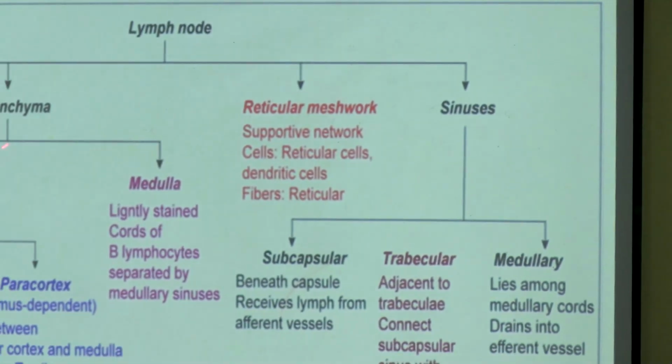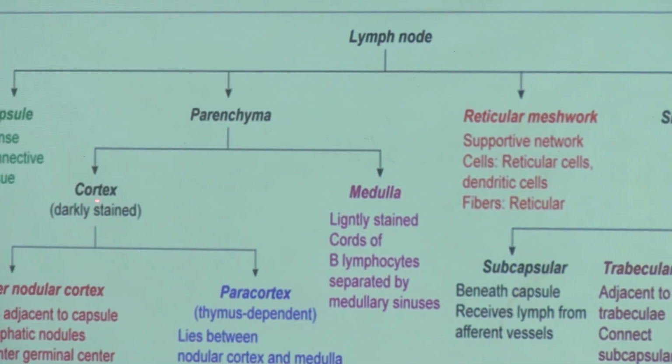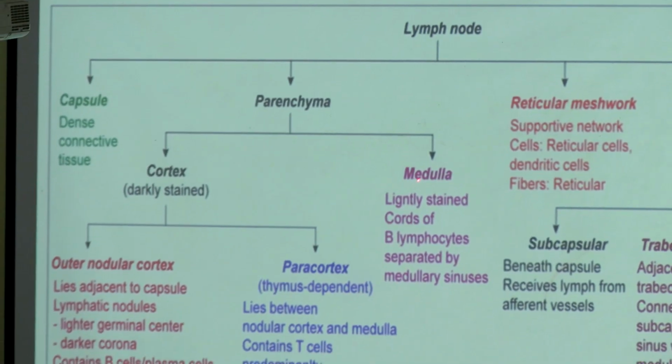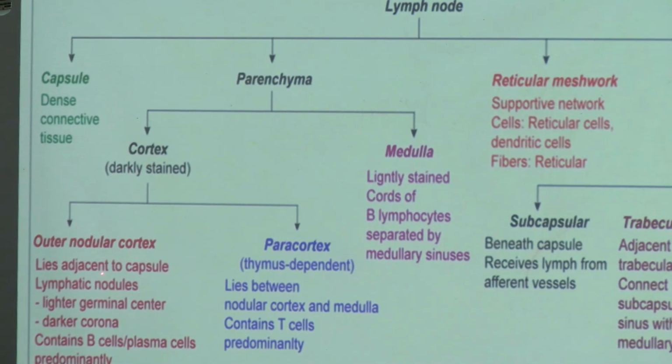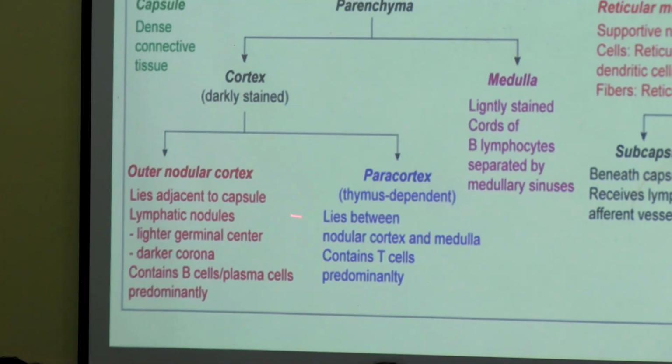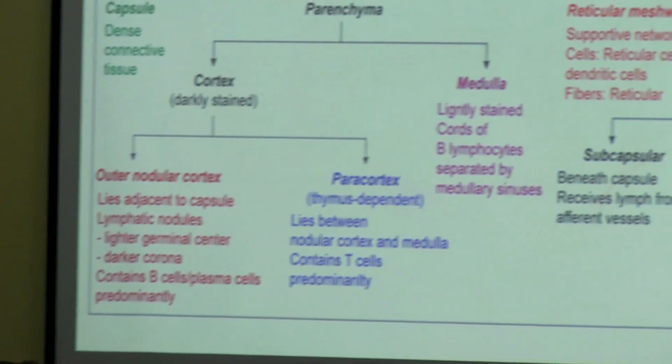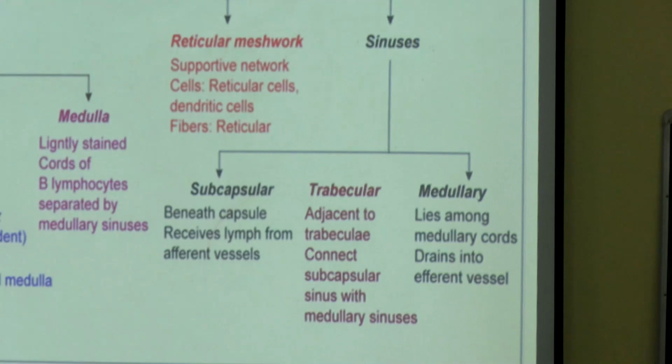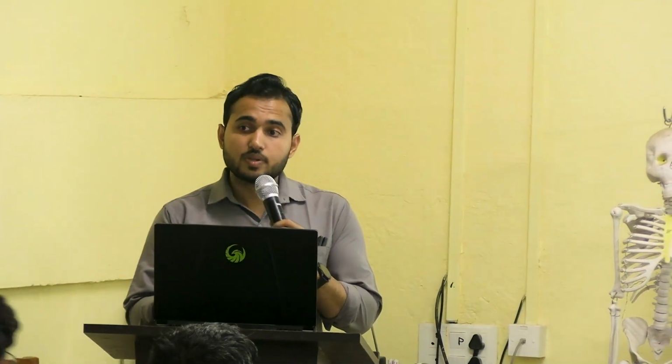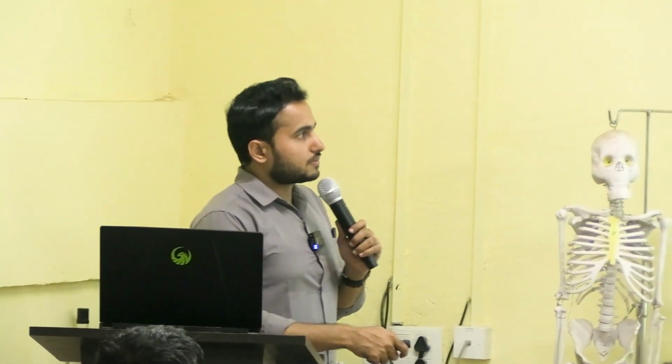Now, two things are there which you have to notice. That is, in case of parenchyma, we are getting cortex and medulla. Okay. In case of cortex, two different types of areas are there, and then we are getting a network of sinuses. Okay. These two things you have to follow in case of lymph node. Very important. Okay. And this will help you to identify the slide under the microscope. Okay. So I am coming to the sinuses.